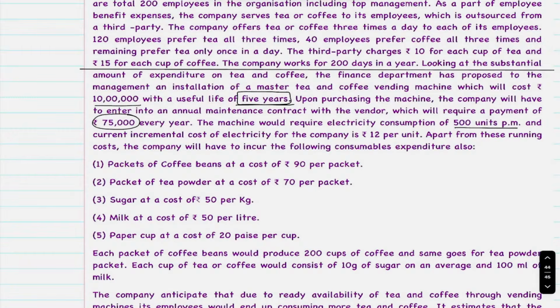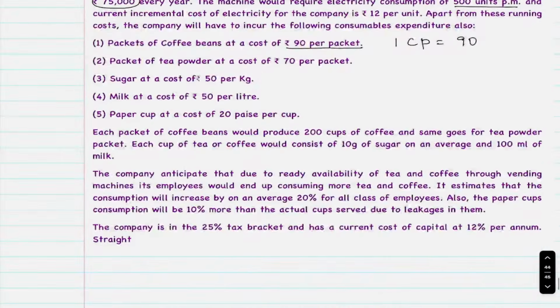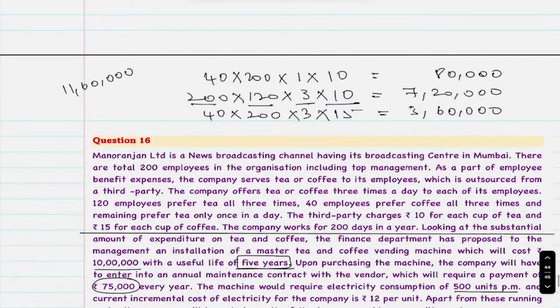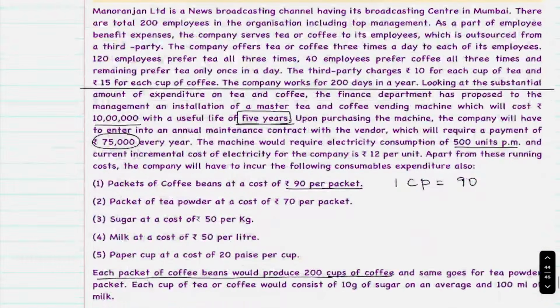Running expenses. Packets of coffee beans at a cost of 90 per packet. So tell me, one coffee packet costs how much here? 90. See here what they say. Each packet of coffee beans would produce 200 cups of coffee. 200 cups of coffee. Please see the question and answer. You already calculated. See what they said.